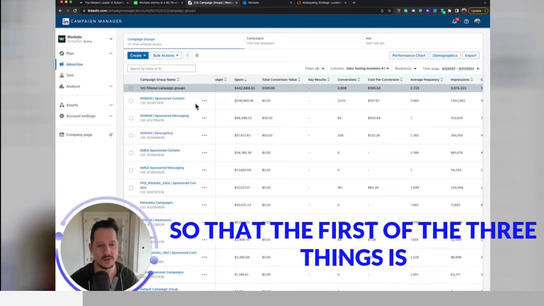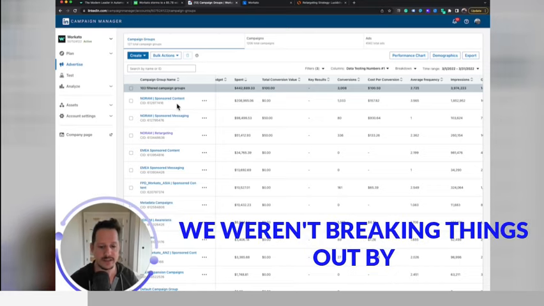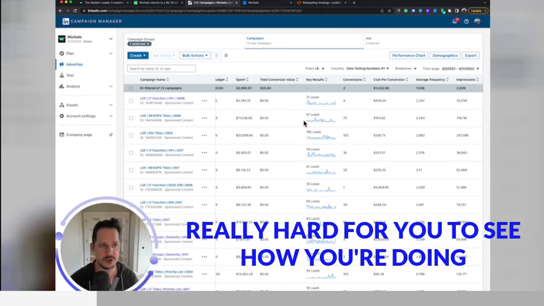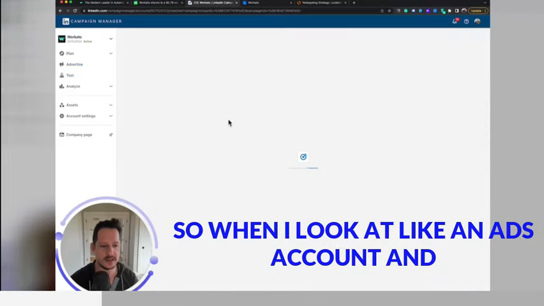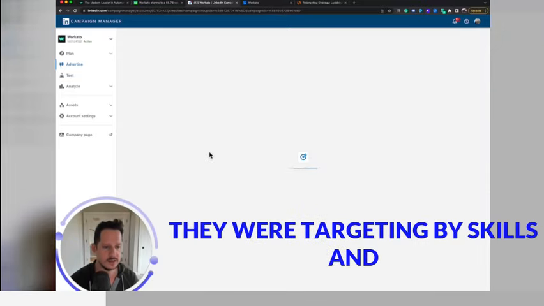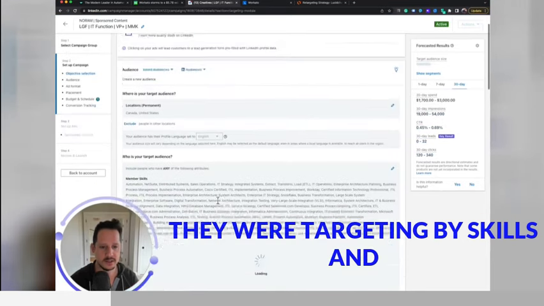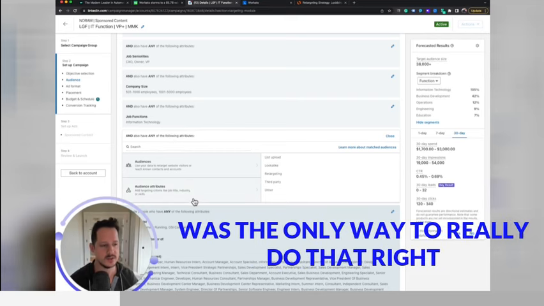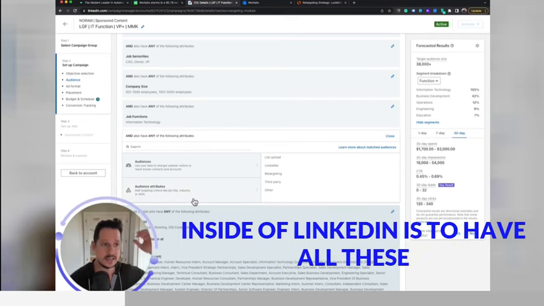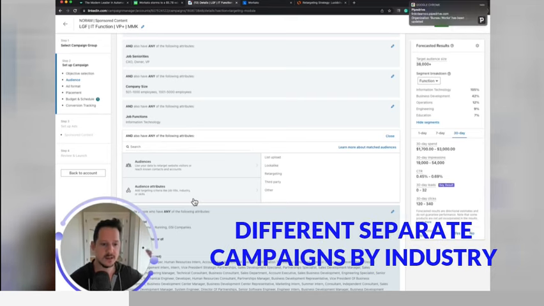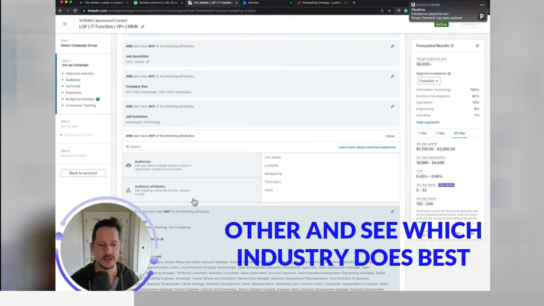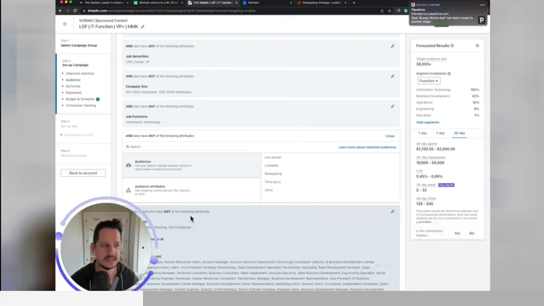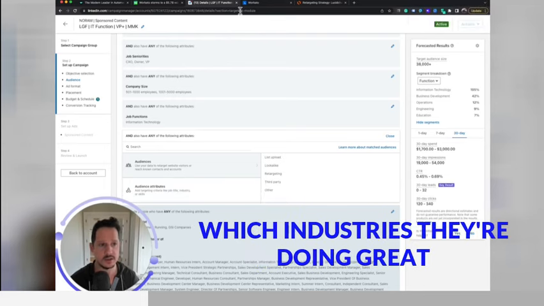So the first of the 3 things is we weren't breaking things out by industry. And the reason being, in LinkedIn, it's really hard for you to see how you're doing by industry. When I look at an ads account and I see who we're targeting, they were targeting by skills and seniority level and all these other things, but they were lumping together pretty much all the industries. The thought process was the only way to really do that right inside of LinkedIn is to have all these different separate campaigns by industry so that you can compare them against each other and see which industry does best. And that's just a lot of manual work. So they ended up not doing that. And in turn, they don't necessarily know which industries they're doing great with or not.